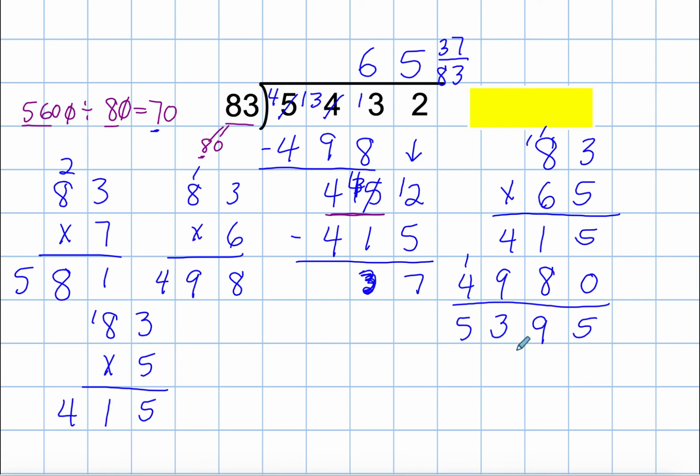I only get 5,395, which is not 5,432, but then I remembered I have a remainder of 37. So I need to add that 37. 12, 13, that's 4. 5,432, which is exactly what I started with, so I know I did it correctly.